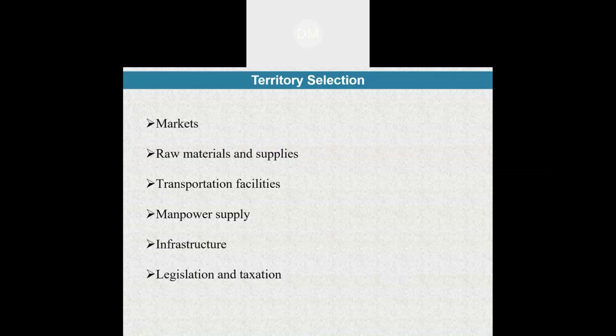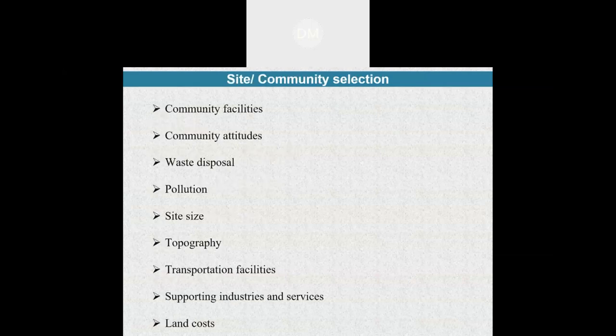Suppose we develop a new plant in backward areas or non-developed areas. So that is the selection of region or territory. Then site selection. Again, for site selection purposes, community facility and community attitude. Suppose we select the site. Another important factor related to site selection is the community facilities.